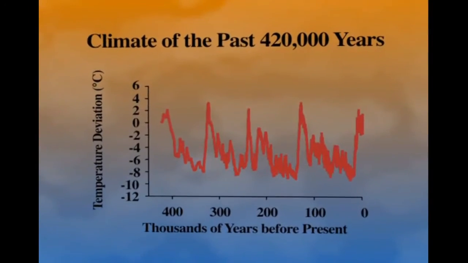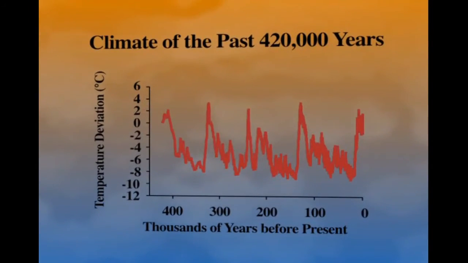And I'm going to show you the results from the Russian Vostok area study. And here is a picture. This graph is showing a picture of the climate of the past 420,000 years. So you're seeing on the horizontal axis thousands of years before present, with the present at the right, 0 years before the present, going back to 400 and something thousand years. You're seeing temperature deviations on the vertical axis. These are measured in degrees Celsius from the present day temperature.